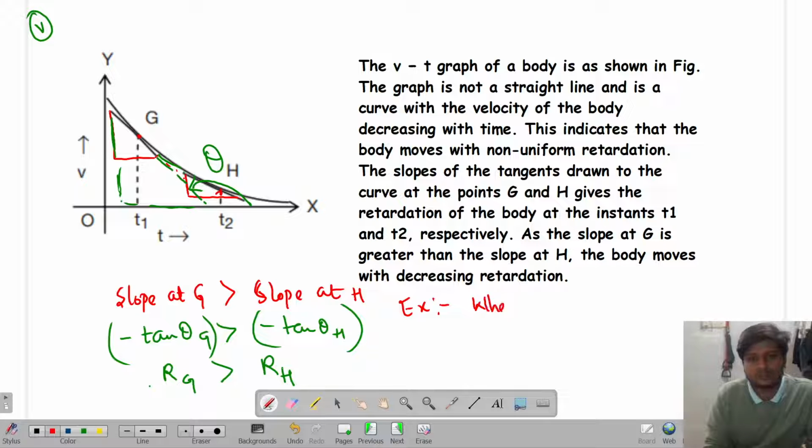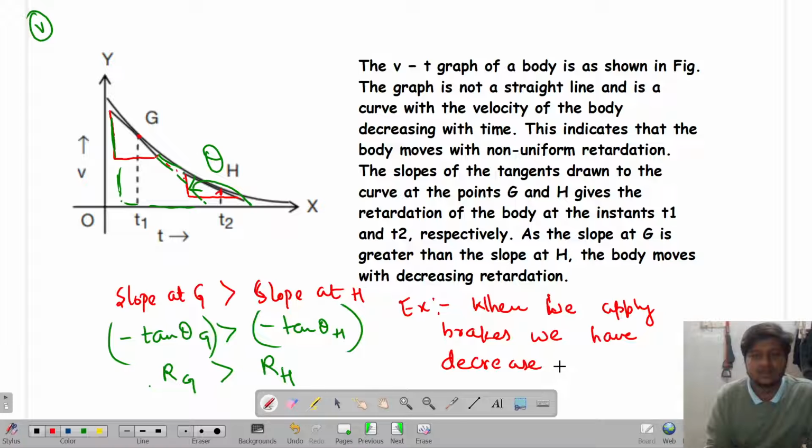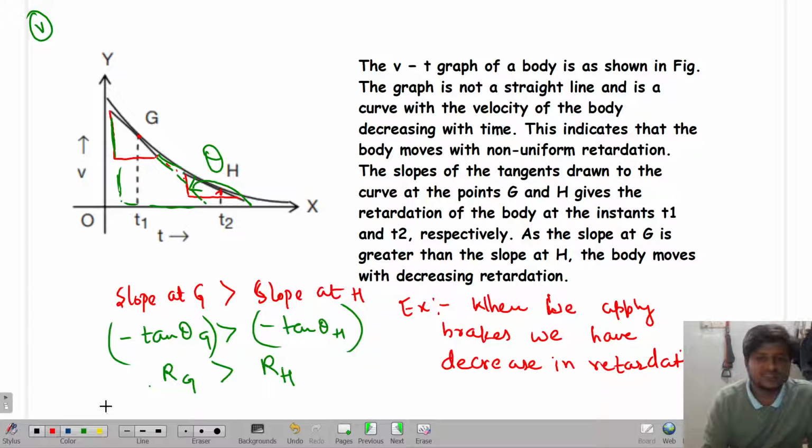Remember this: when we apply brakes, we have a decrease in retardation. Acceleration is not present. If someone asks whether applying the brake is an increase in retardation, many people will say increase in retardation because they do not know what retardation is. But actually, when we apply brakes, there is a decrease in the retardation. Got it or not?